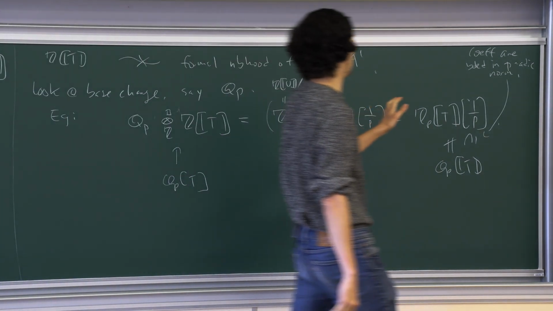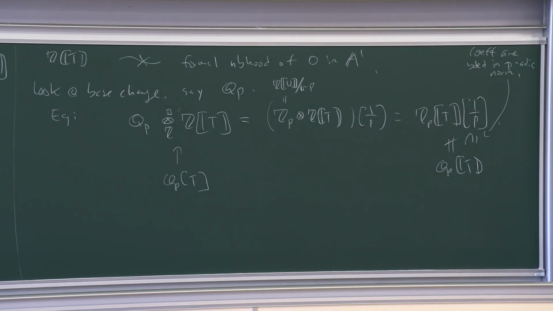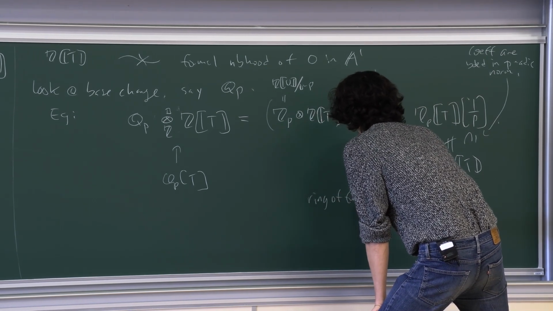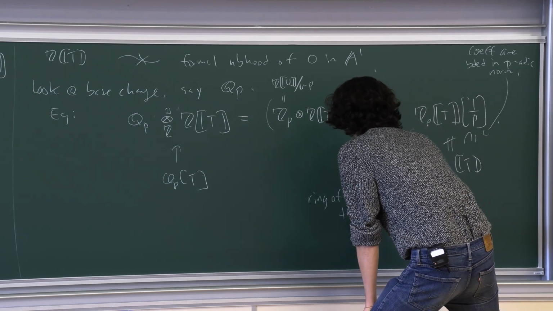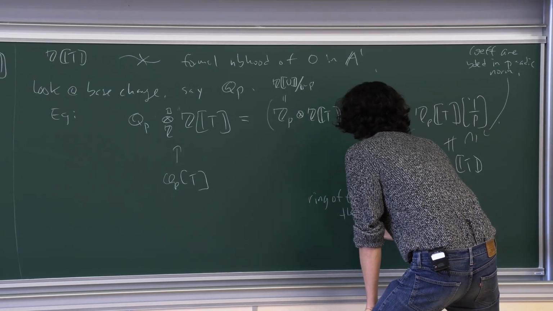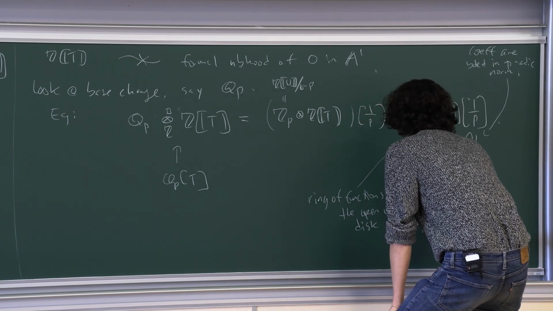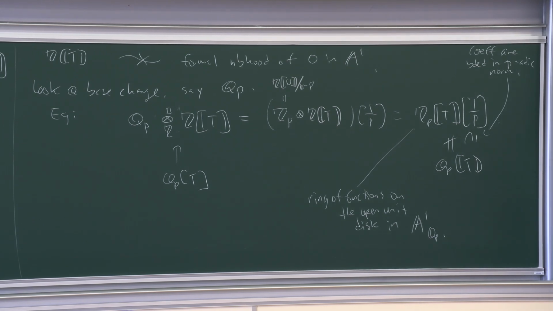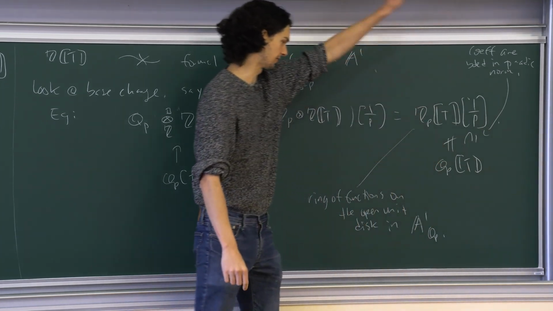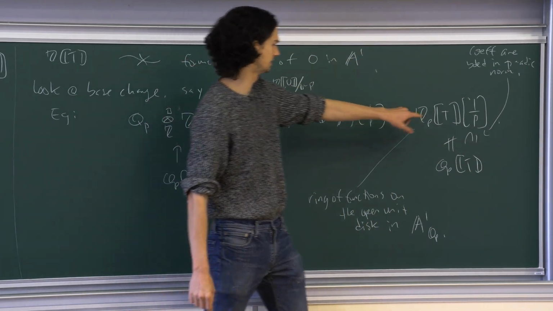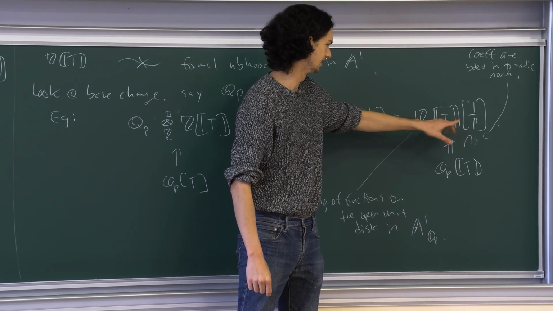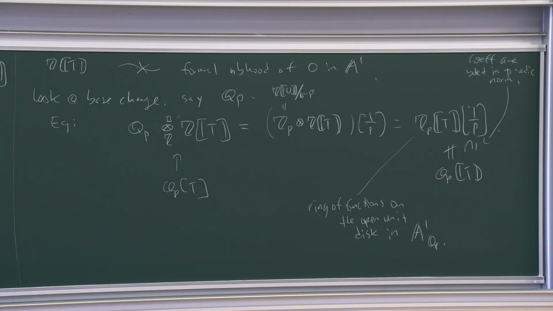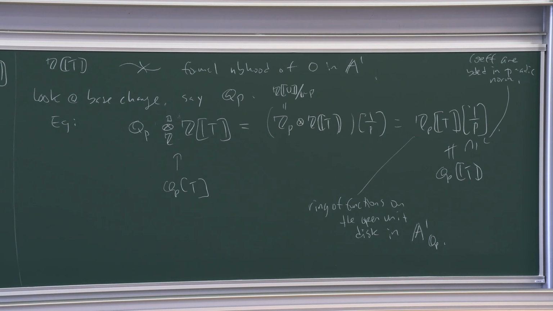So what is the interpretation then of this ring? This ring is the ring of functions on the open unit disk in A1 over Q_p. So if you take, say, maybe after an arbitrary non-Archimedean field extension of Q_p, you could ask, when you plug in a value in that field, when will such a series converge? And the answer is it will converge if and only if the number you plug in has absolute value strictly less than 1.